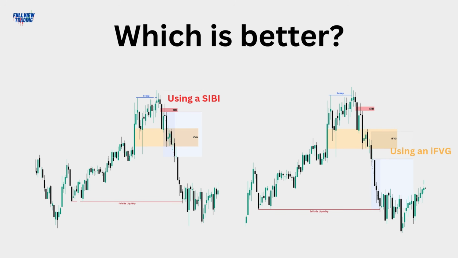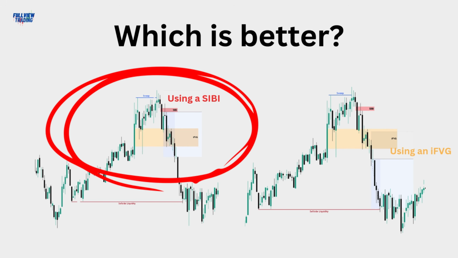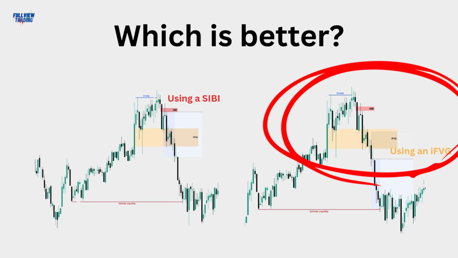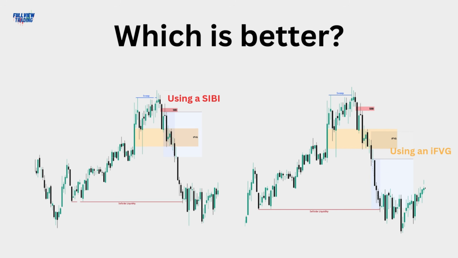Now I'm going to pose the question to you guys. Which entry model do you think is better? Is it better to have a sweep liquidity, a market structure shift, and enter off a fair value gap? Or is it better to have a sweep liquidity, a shift in structure, and enter off an inversion fair value gap lower down in the move? Give yourself 5 seconds, pause this video, and then I'll get into the answer.